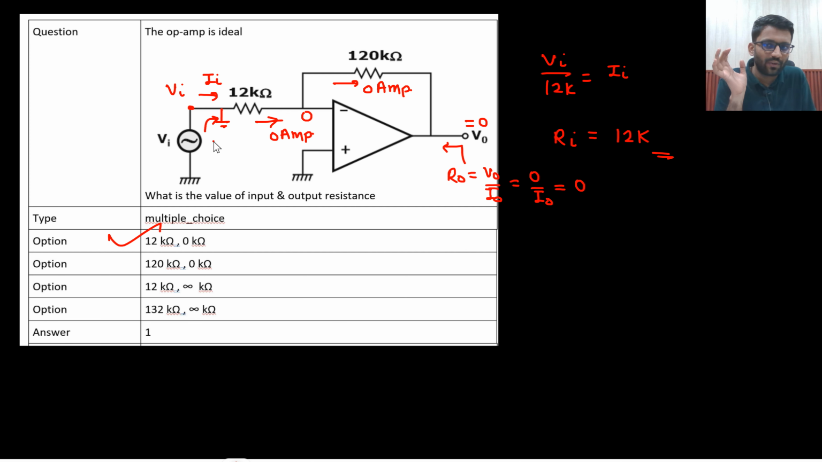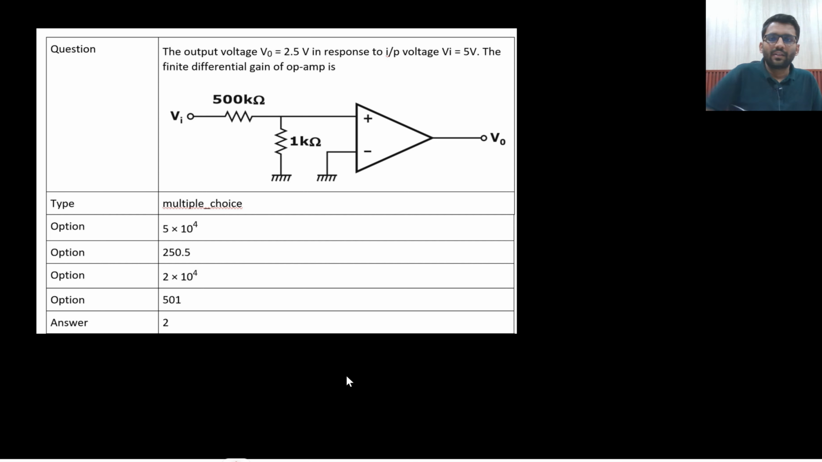Very easy. From here you need to find input impedance. That is 12 kilo. Output impedance, V in will be shorted. So 0, 0 ampere current is flowing here. So V naught is 0 only. So R naught is 0. Okay then. Let's see this one.